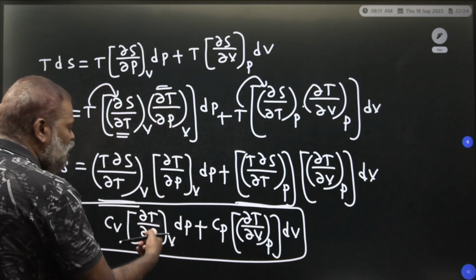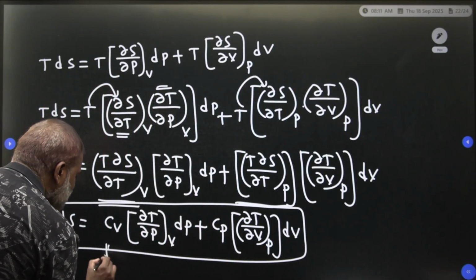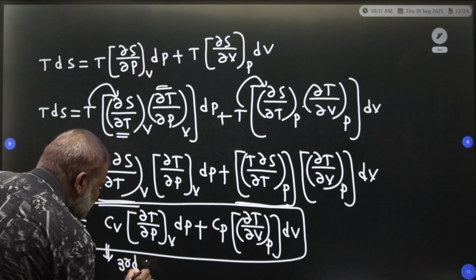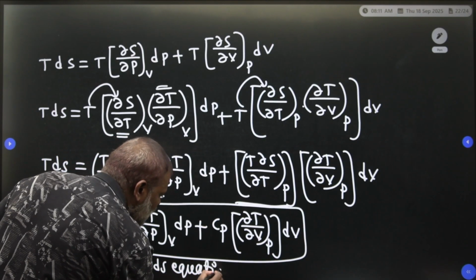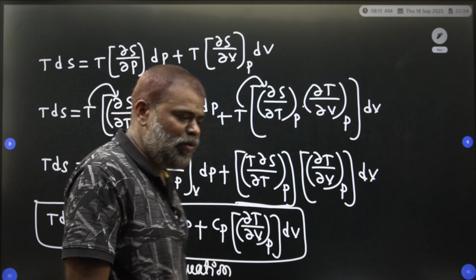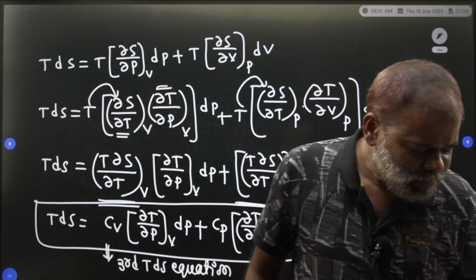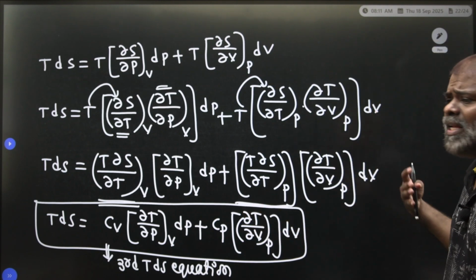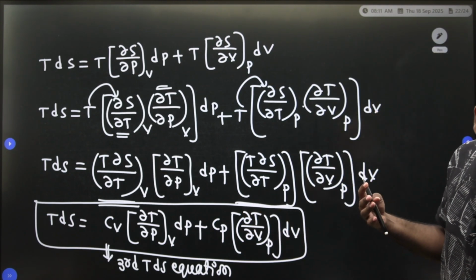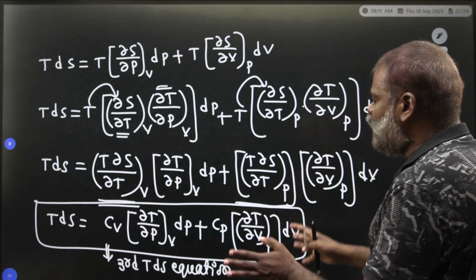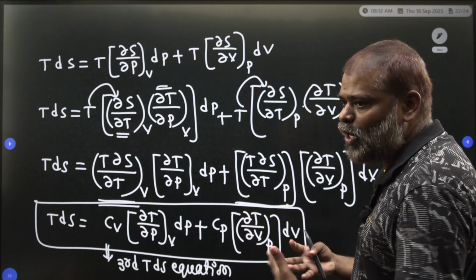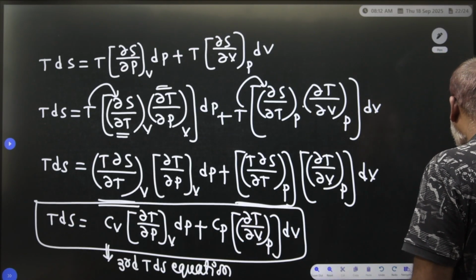This equation is a function of pressure and volume. This is the third TdS equation. Like this you have to do in your competitive examination. Clear? These are all formulas. Once I just give the formulas, you get confused, so that's why I am deriving all these things. You try to practice it, then only will you be able to remember all these things.